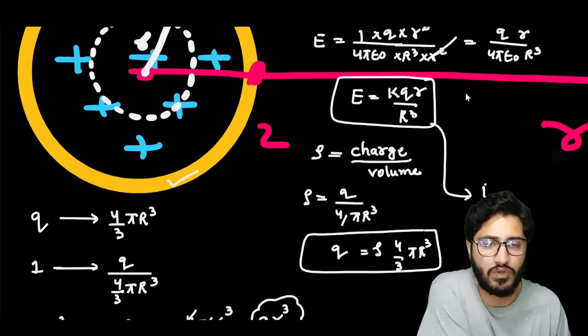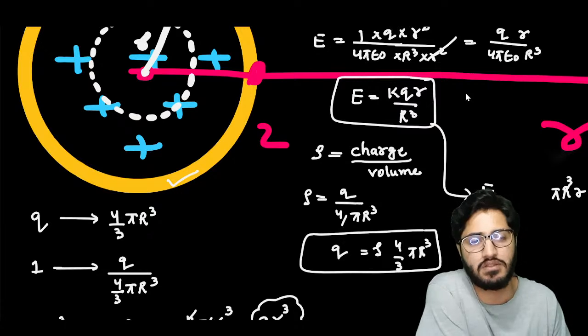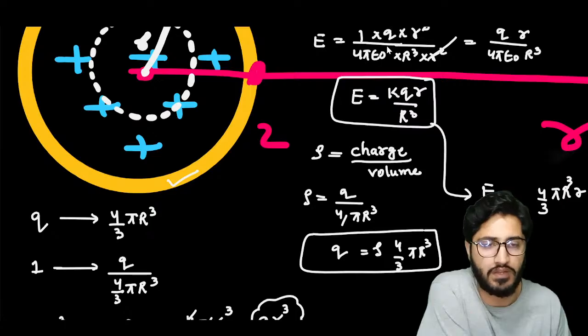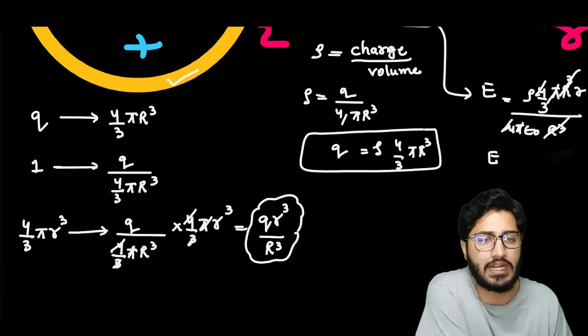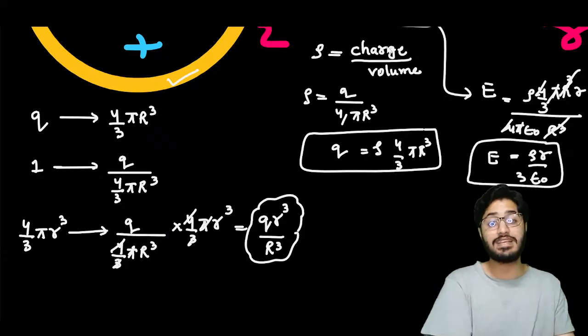Now place the value here so I will get my E. E is equal to KQ. What is Q? Q is rho 4 by 3 pi r cube into r, divided by R cube. Instead of K, I will write 1 over 4 pi epsilon naught. Then R cube cancels out, 4 cancels out, pi cancels out. So my electric field is equal to rho r divided by 3 epsilon naught.